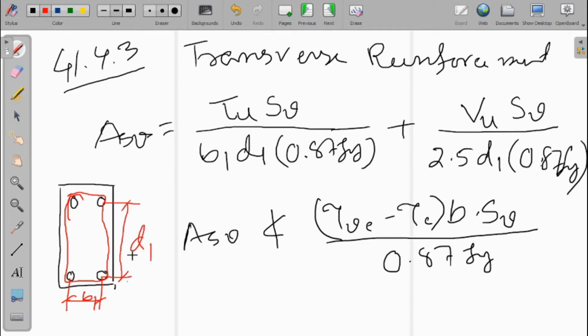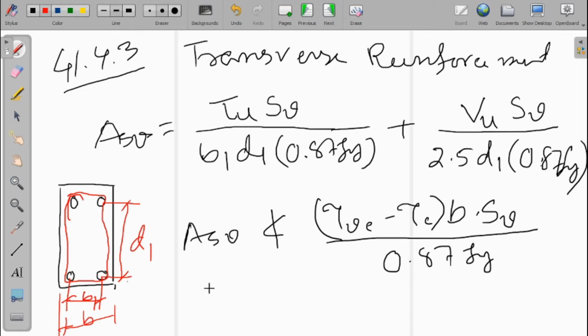So the meaning is: b1 is the center to center distance between the corner bars in the direction of the width. d1 is the center to center distance between the corner bars in the other direction. b is the breadth of the beam, that is from edge to edge. fy we know. tau_ve is the equivalent shear stress that we have calculated earlier, and tau_c is the shear strength of the concrete as per Table 19.